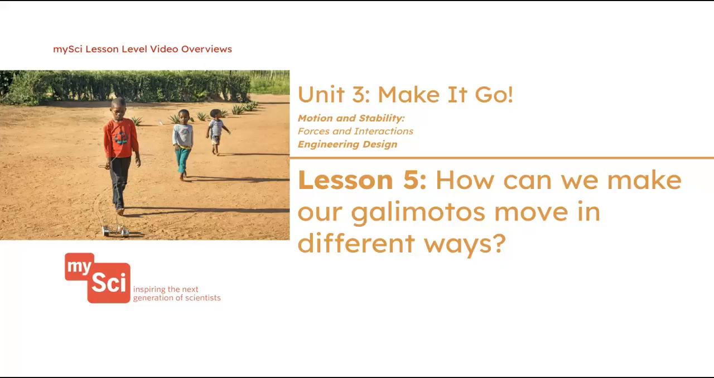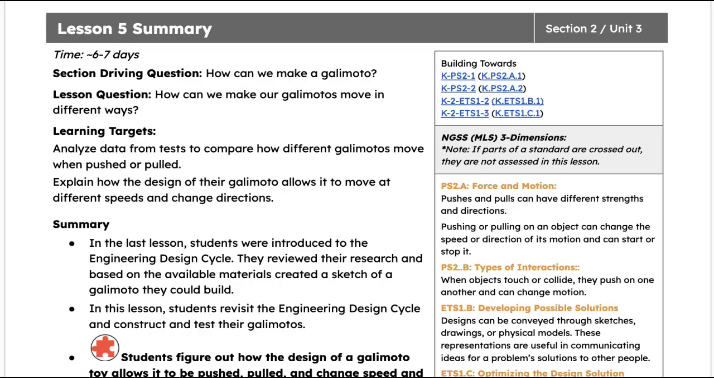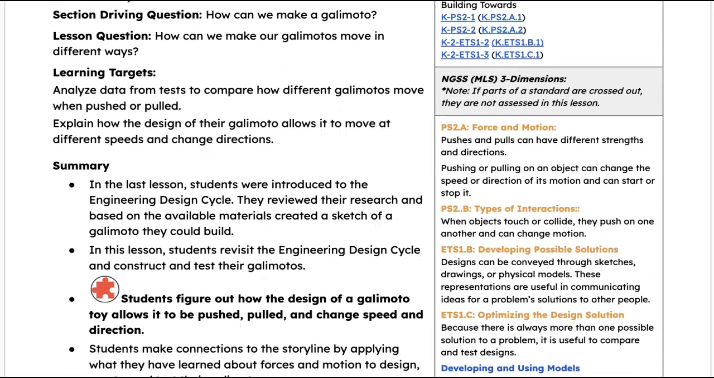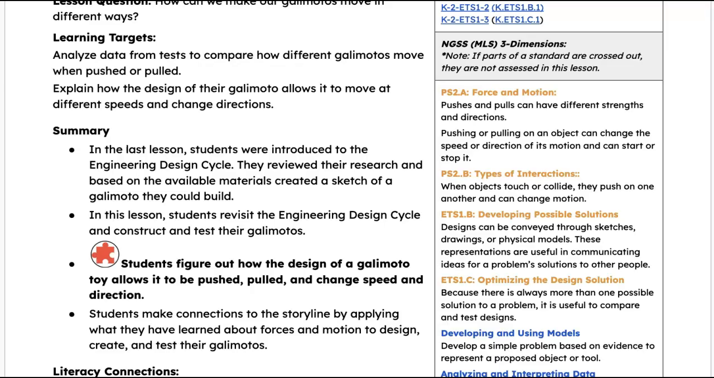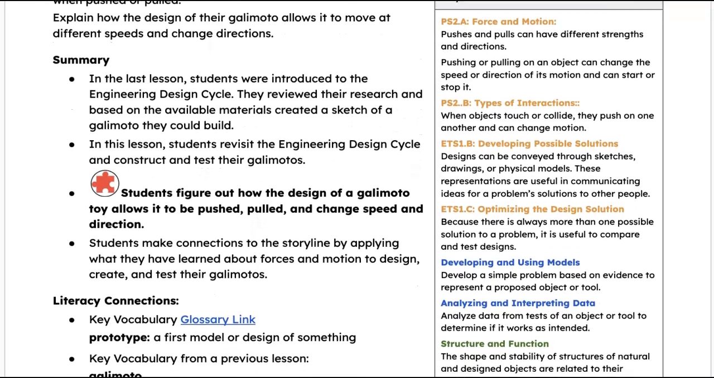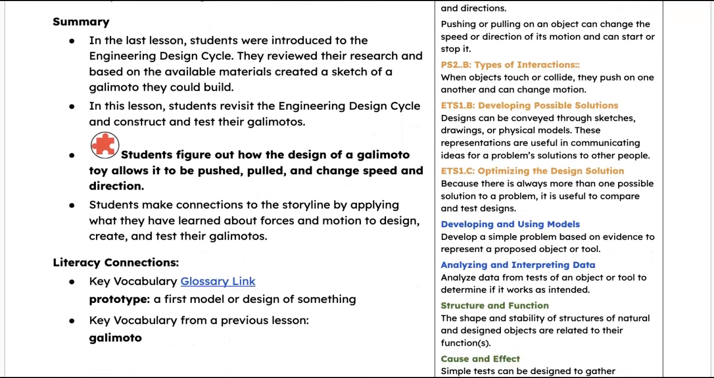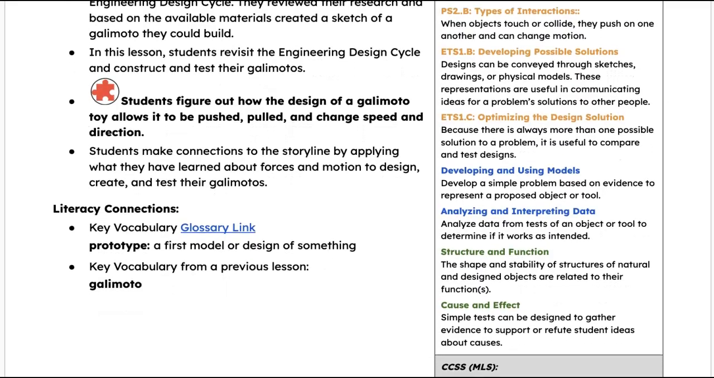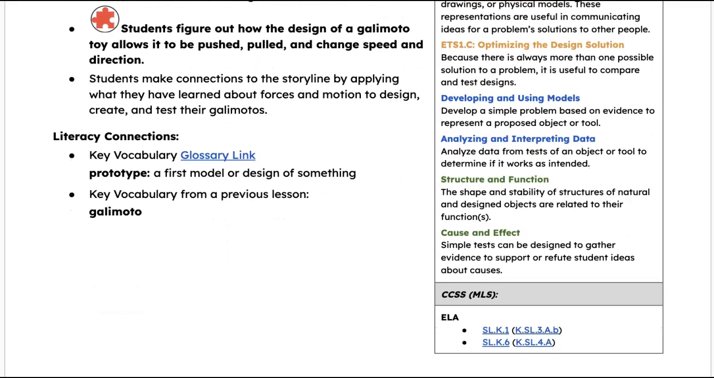Students figure out how the design of a Galimoto toy allows it to be pushed, pulled, and change speed and direction. Students make connections to the storyline by applying what they have learned about forces and motion to design, create, and test their Galimotos. There are several opportunities for ELA cross-curricular connections throughout the lesson. You can look for specific standard connections in the Unit 3 Teacher Guide. This lesson will take approximately 6 to 7 days to complete.